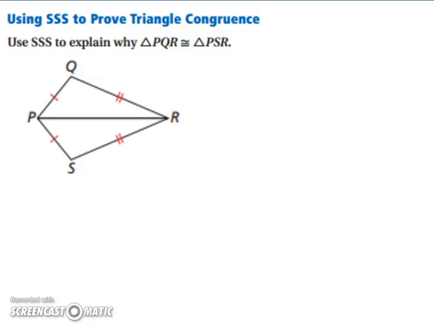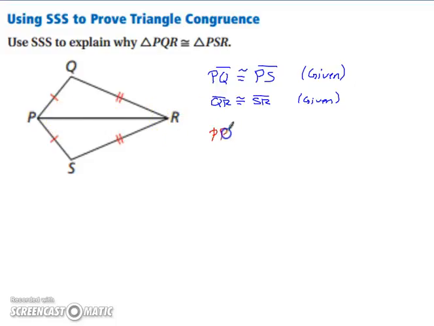Let's use side, side, side to explain why triangle PQR is congruent to triangle PSR. So we need to make sure we have all three sides. They gave us that side PQ is congruent to side PS. They also gave us that side QR is congruent to side SR. But we need one more side. Well, the side PR. PR is going to be congruent to PR, and that is by the reflexive property.